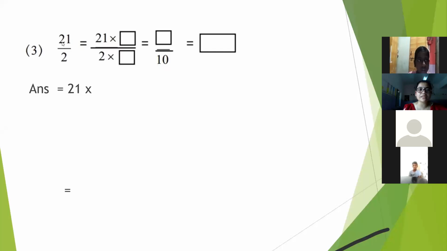This is your question. 21 divided by 2 equals 21 multiplied by a box. Here it is a box. You have to fill the number. See, Jignesh. Here it is 10. So what you will write here? What will you multiply by 2 to get 10? 2 multiplied by what to get 10? What you will do?